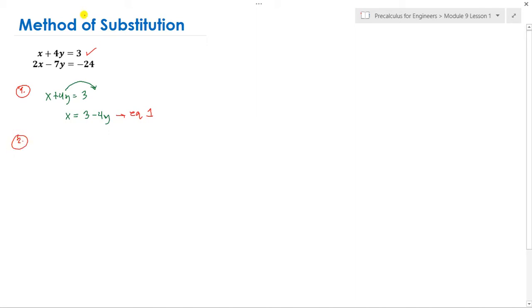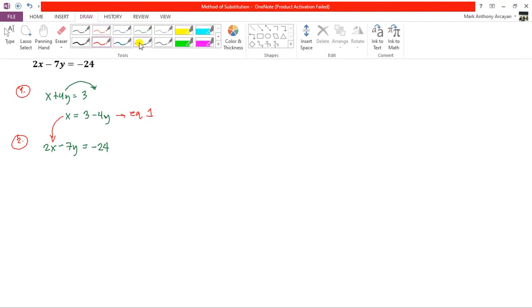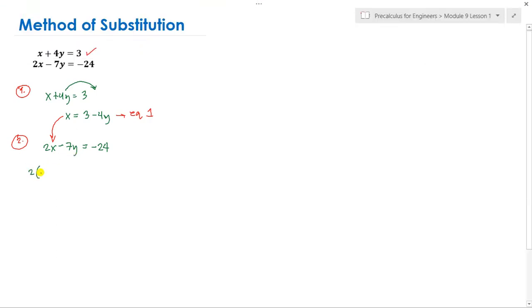So we're going to proceed to the second step. Second step, we are going to focus now on the second equation. That would be 2x minus 7y is equal to negative 24. Here, since we already have the value of x from step 1, we're going to substitute that into our second equation. So it will now become 2 times 3 minus 4y, minus 7y, is equal to negative 24. Distributing the 2, that would be 6 minus 8y minus 7y is equal to negative 24.